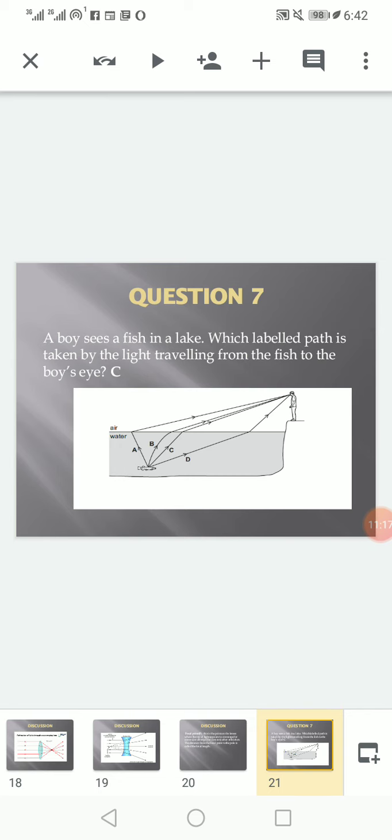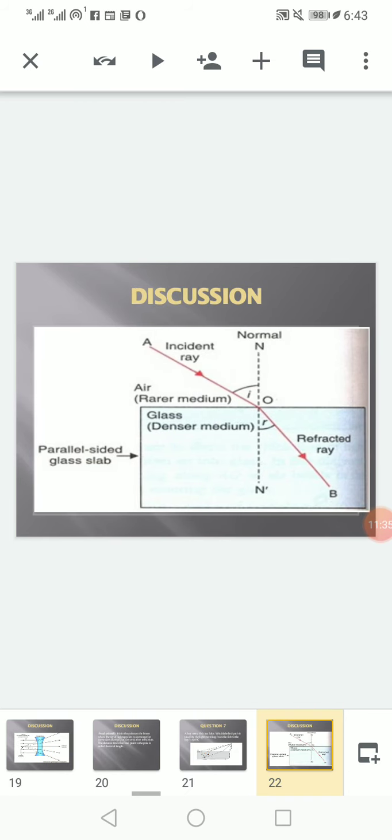Now this diagram says a boy sees a fish in the lake. Which labeled part is taken by the light traveling from the fish to the boy's eyes? The correct option here is C. But my slide again will make more explanation on this.